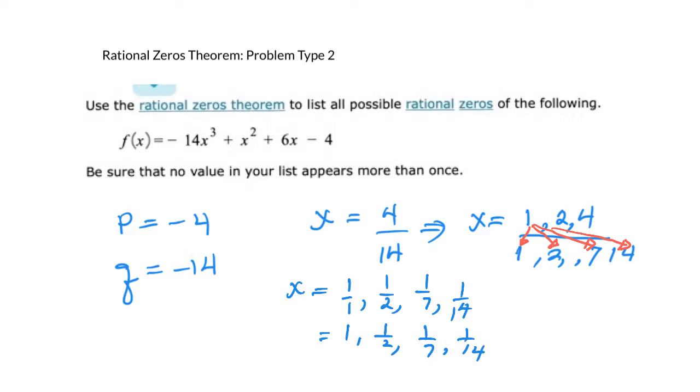Let's do the same thing now with taking the second factor, 2. So then I'll have 2 over 1, 2 over 2, but 2 over 2 is just the same as 1, so we won't need to write that. 2 over 7, and then 2 over 14. But 2 over 14 can be simplified to 1/7, so we don't need to include that.